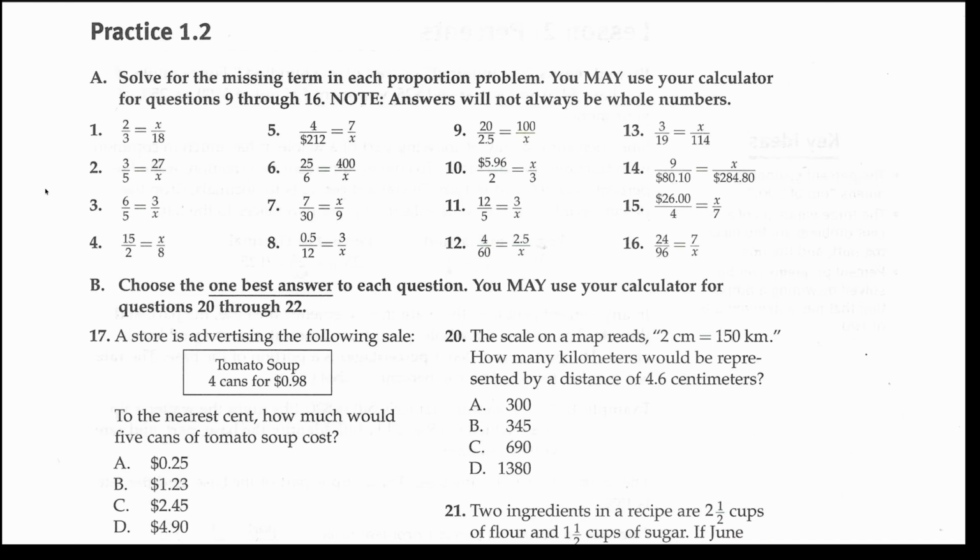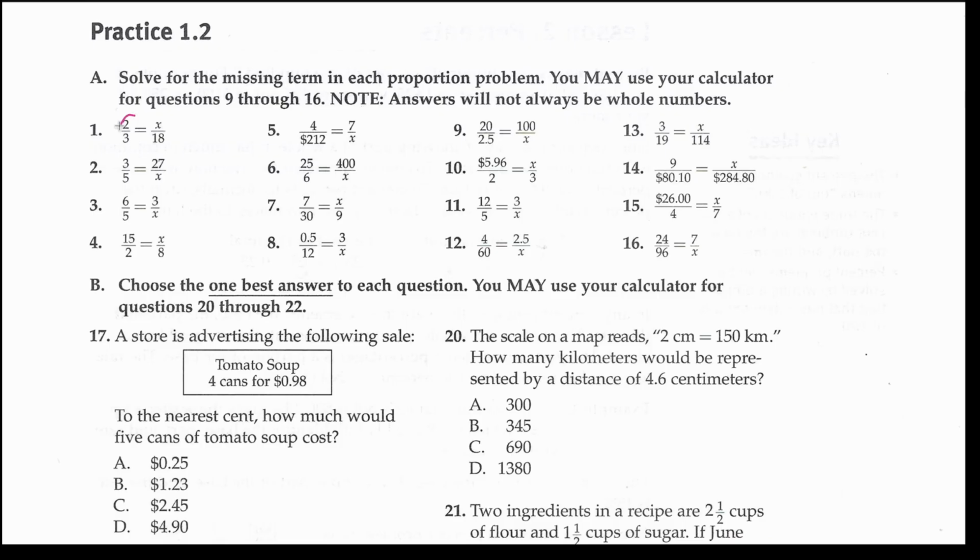Because if it deals with money, then you will work with decimals. If it deals without money, then you may end up with a fraction. That would be okay too. So let's start with number 1.